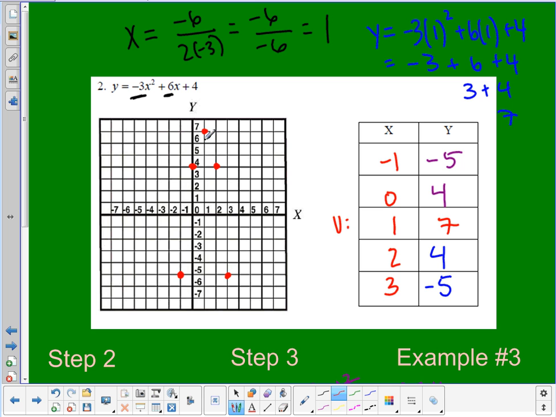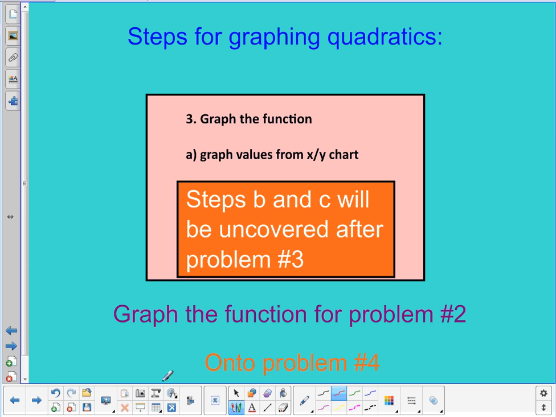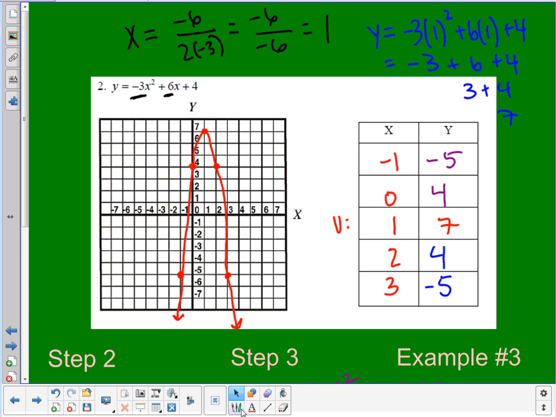So what you can see is that these have been reflected over the axis, so over the vertex. Let's take a look at that. Go back to those uncovered steps that we had there. When we look at that graph, we can see that the points are mirrored on either side of the parabola. We've got an axis of symmetry in the middle, and that axis of symmetry goes through the vertex. So we can see that it's symmetrical on the left side and the right side of the parabola. If we draw in that axis of symmetry, it's right here.